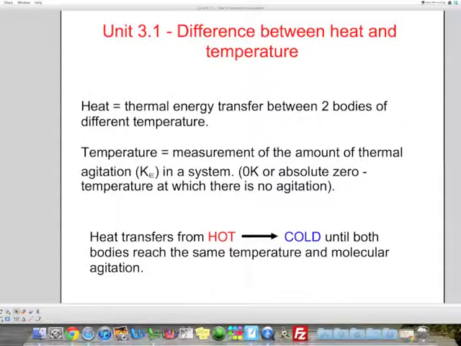Good day. Now we're going to start Unit 3.1. Actually, we're starting Module 3. This is going to be an entirely new topic. We're going to be talking about endothermic and exothermic reactions in the next few chapters.